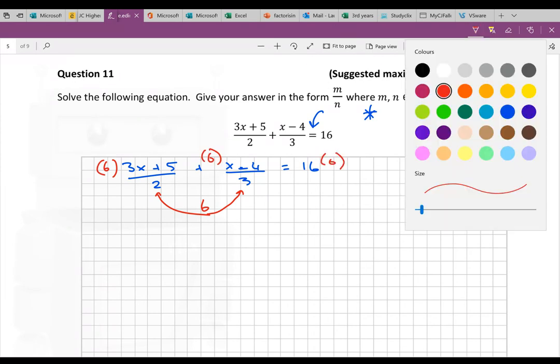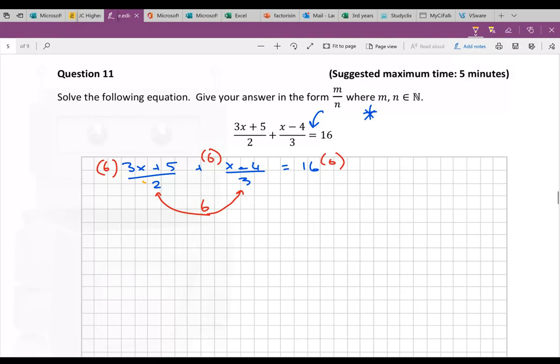Now I'm not really multiplying, I'm just going about multiplying, because I know the 2 goes into 6 3 times. So 2 on the bottom can cancel, only because of the equal sign, remember, to give me 3. And 3 goes into 6 twice. And I don't have anything to cancel on this side, so I can leave it as 16 times 6. Okay, let's go back to my blue pen. So now I have 3 times (3x plus 5) plus 2 times (x minus 4), and 16 times 6 is 96.